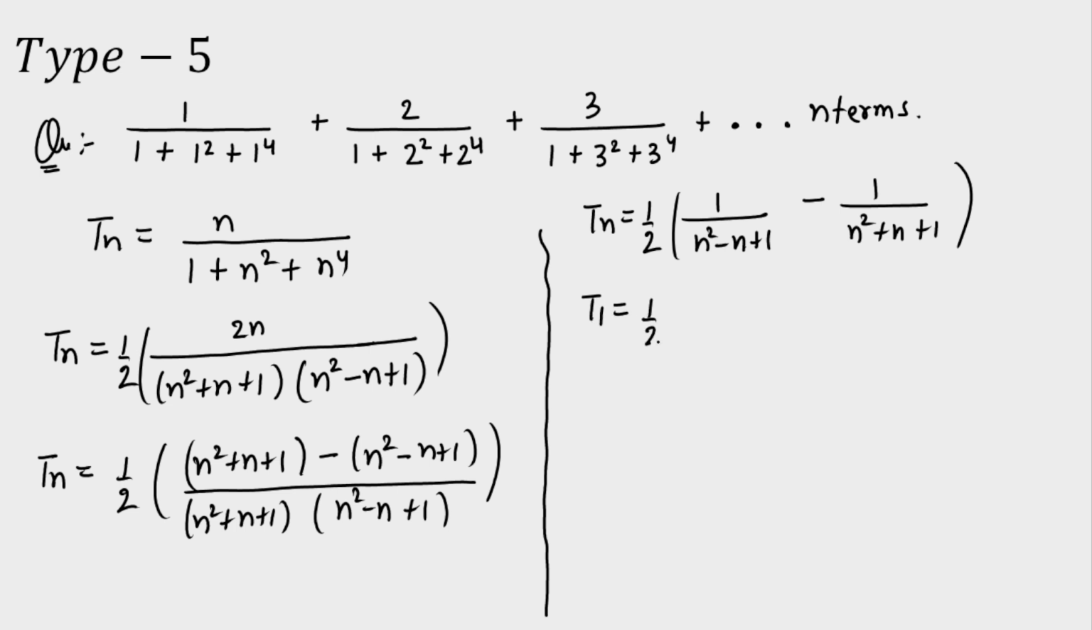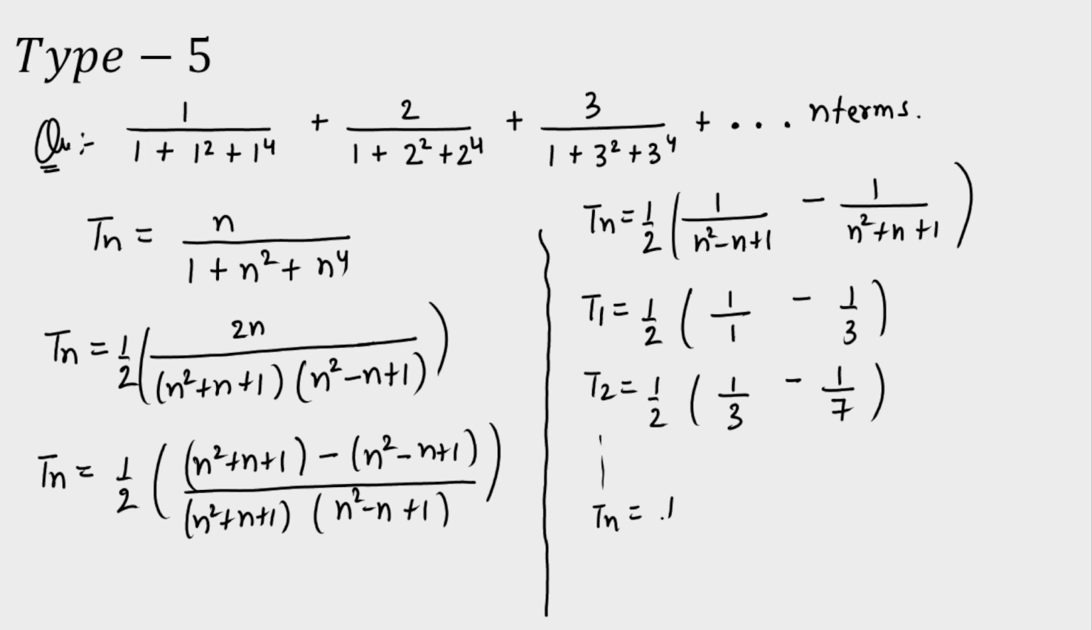Now when you put n is equal to 1 here, you will get t of 1. T of 1 will be 1 by 2 times of 1 upon 1 minus 1 upon 3 here. T2 will be 1 by 2 times of, when you put 2 here, you will get 4 minus 2, that is 2, and plus 1, 3. Minus 1 upon, if you put 2 here, you will get 4 plus 2, 6 and then 7. And so on till t of n. And there is no need to write t of 3 because we'll get to know from t2 only the alternate cancellation.